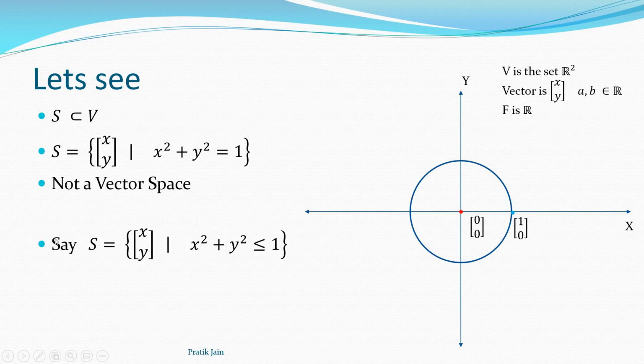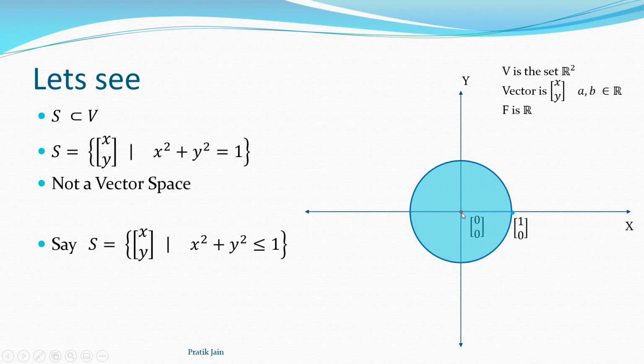Okay, let's see another example. Now let us also include this 0. Let us take x squared plus y squared less than or equal to 1. So it contains all these points that are inside the circle. Now 0 comes inside it.